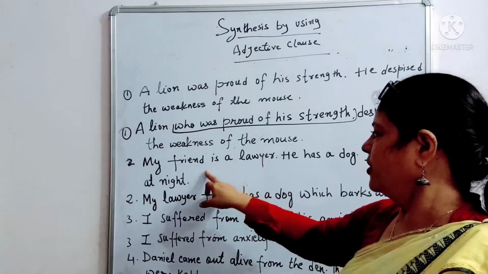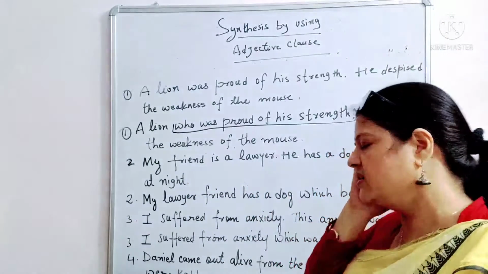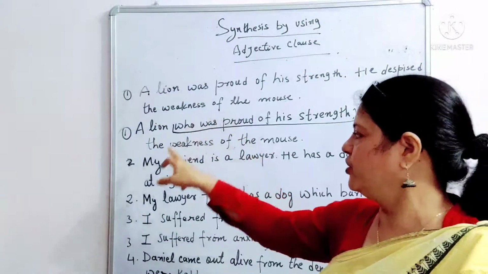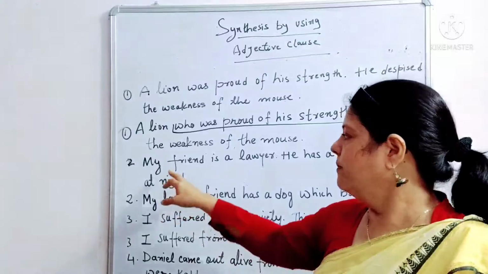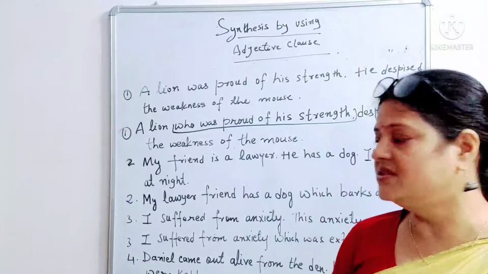My friend is a lawyer. So since we find that lawyer and my friend, both of them are the same person, we will put this lawyer in front of my friend. So my lawyer friend has a dog. It would be like this.